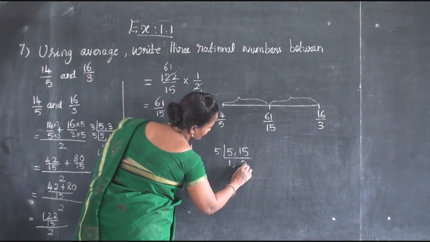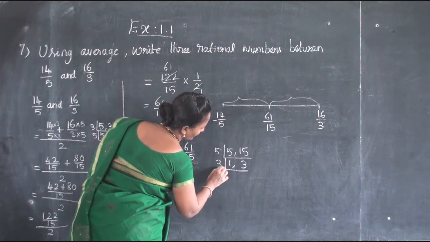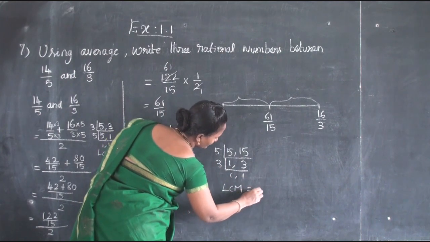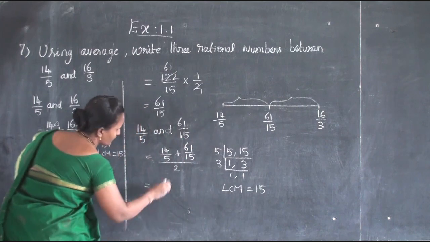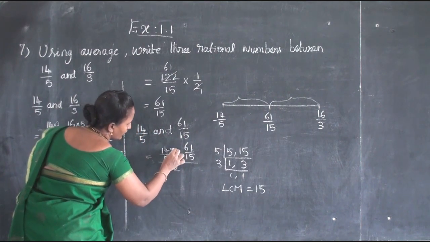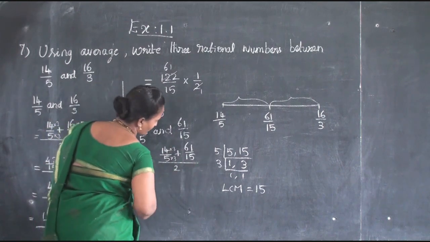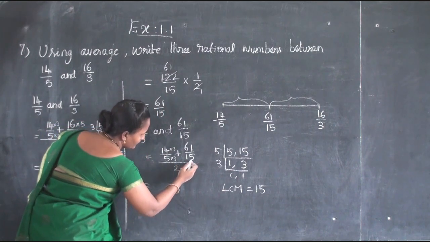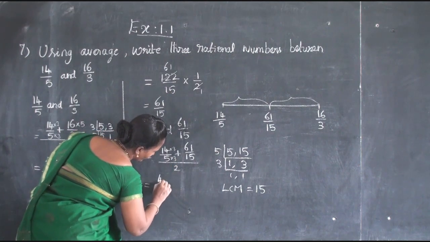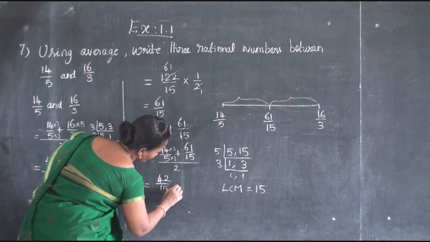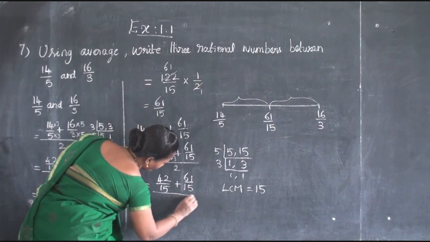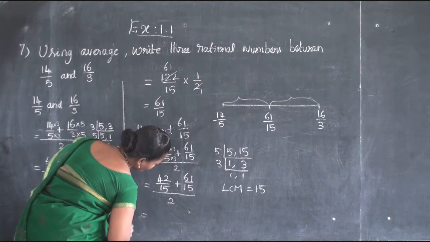Divided by 5, we get 3. LCM of 5 is 15. So multiply by 3, we get 15. So here also multiply by 3. Already here 50 is there, so no change here. 42 by 15 plus 61 by 15 divided by 2.